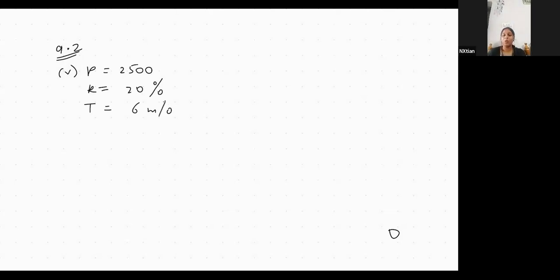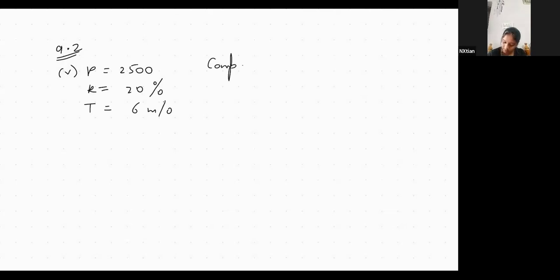So 9.25, Abraham, I will give you a quick overview on how to solve this. This is the same as the previous one, you can try this. The principal in this one is 2,500. The rate is 20%, and the time is 6 months. The question is saying that it's compounded quarterly.